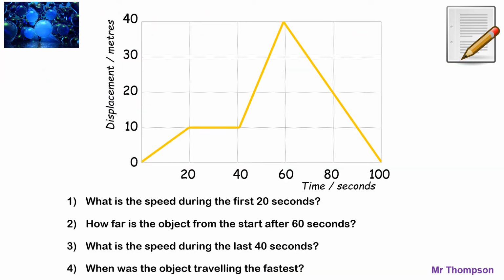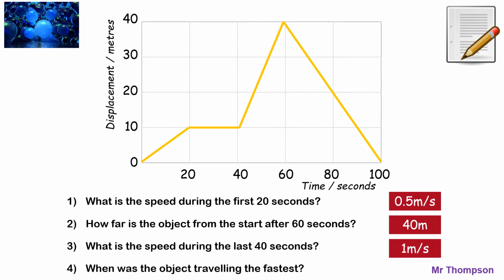let's just ask some questions. What is the speed in the first 20 seconds? Well, he travels 10 meters in 20 seconds, and therefore his speed would be 10 divided by 20 is 0.5 meters per second. How far is the object from the start after 60 seconds? So you can see that on the graph. He's traveled 40 meters. What about his speed during the last 40 seconds? That would be 1 meter per second. So he's traveling 40 meters back to where he started from in 40 seconds. 40 divided by 40 is 1 meter per second.